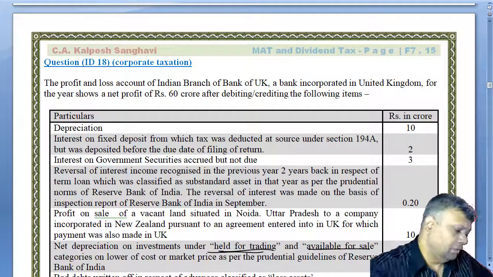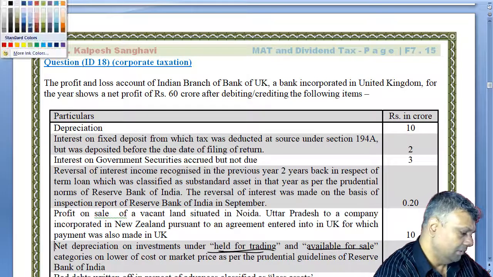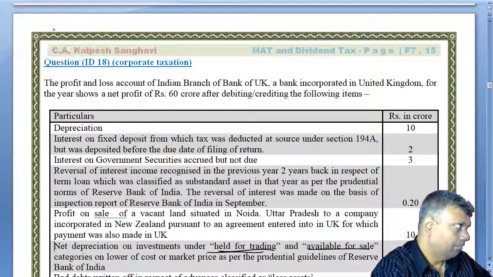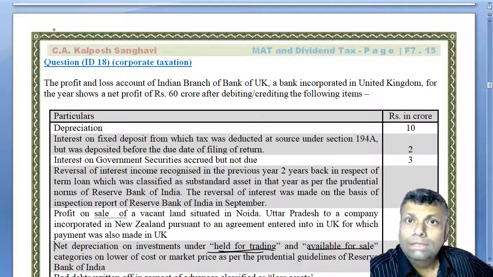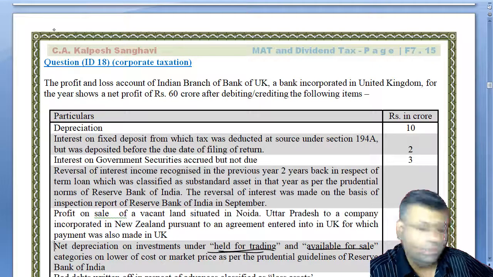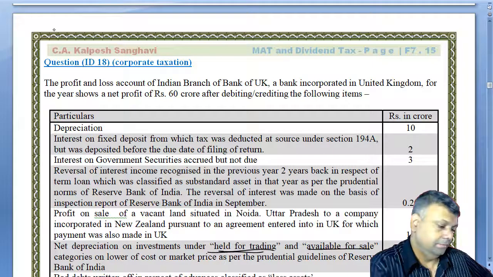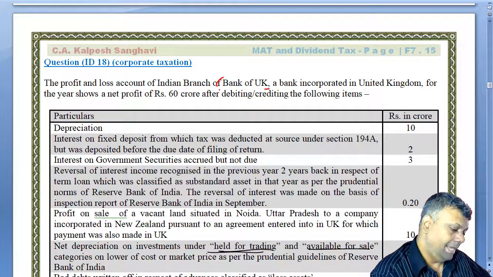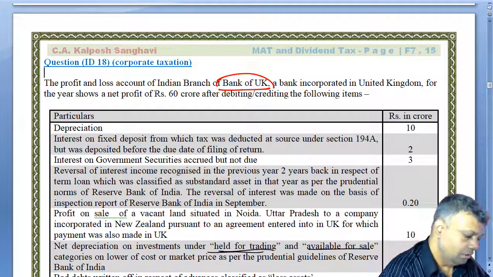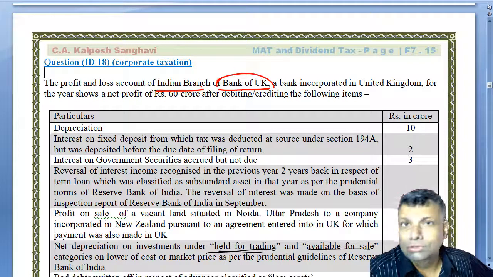let us start with the basic discussion of this particular question. Let us start step by step. The profit and loss account of the Indian branch of a Bank of UK. Bank of UK, and it is an Indian branch.